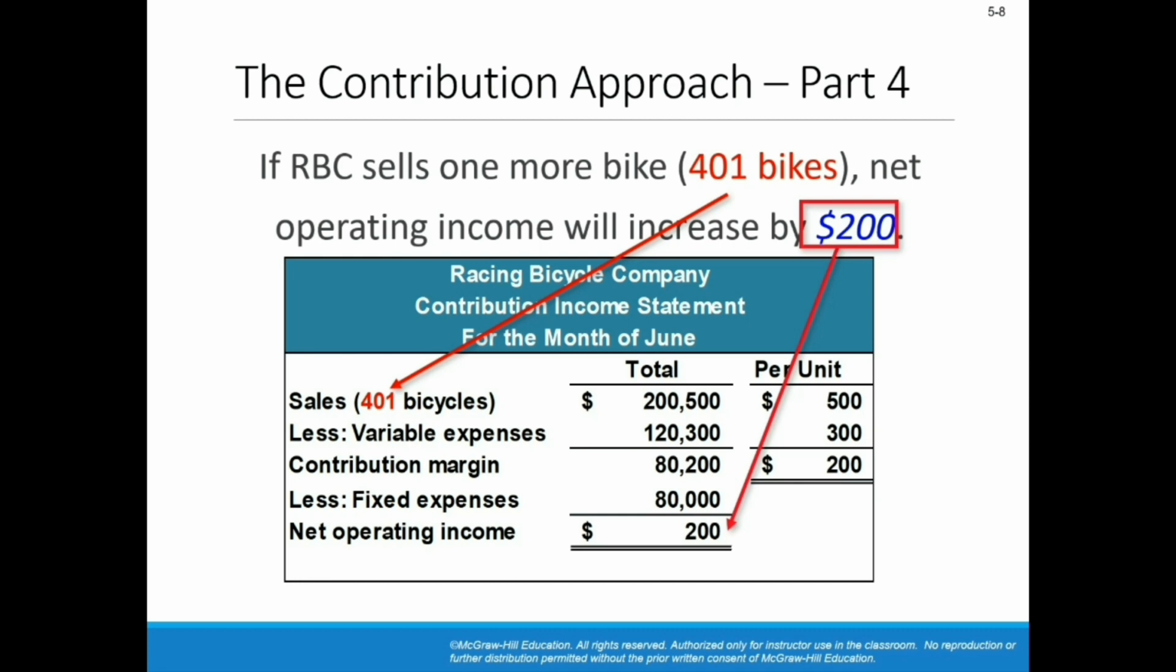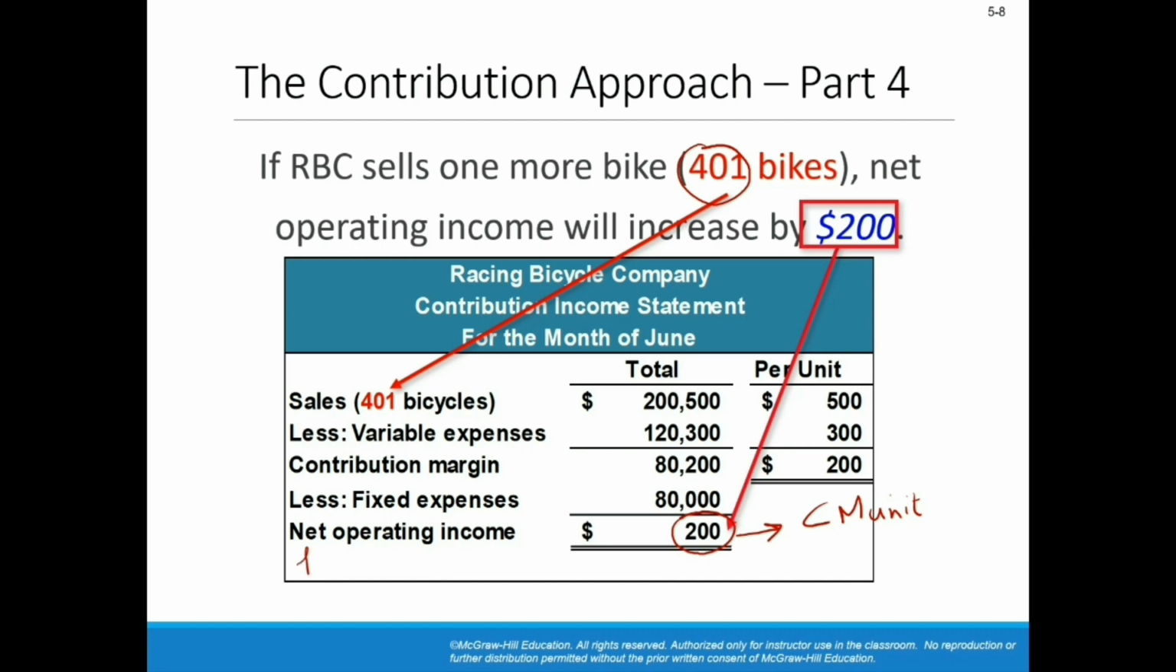What about if you sell 401 bikes? Your net operating income will become $200, and this number is what? This is the CM unit, or unit CM, doesn't matter. So this means that for each additional bike you sell, your net operating income will increase by unit CM.